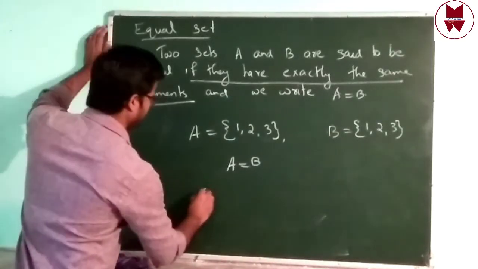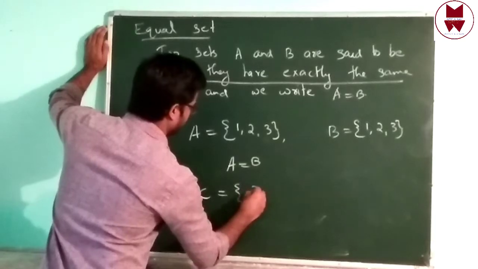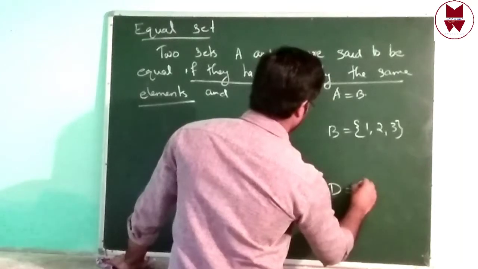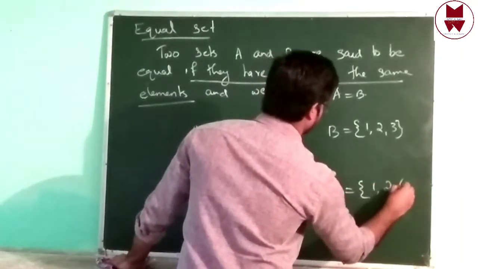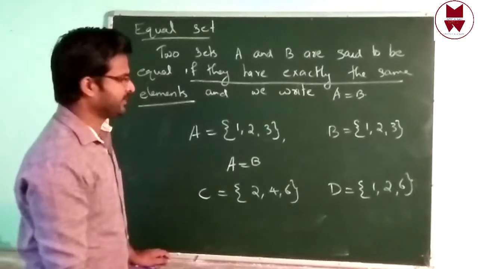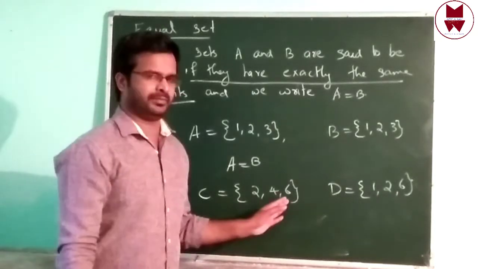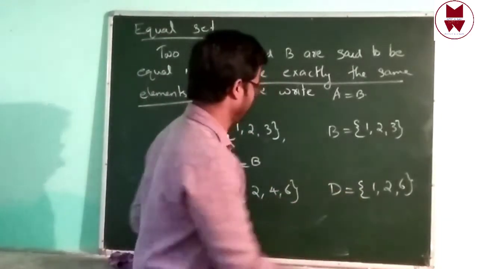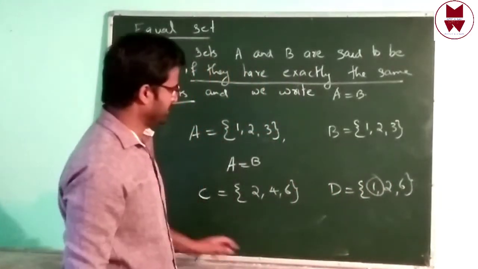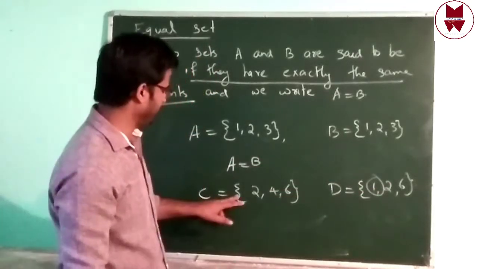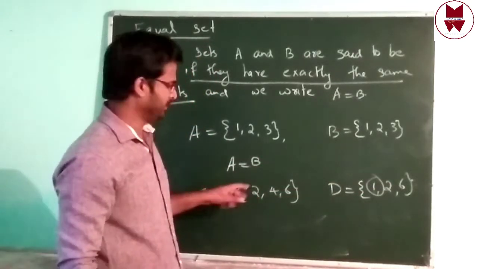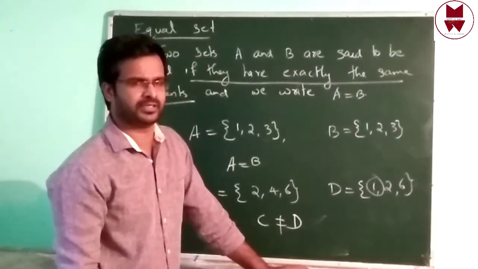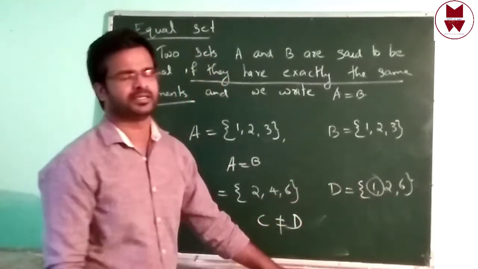One more example. Set C is {2, 4, 6}, then set D is {1, 2, 6}. What about C and D? Elements in set C are 2, 4, 6, but in D they are 1, 2, 6. In set D, 1 is there, but in C, 1 is not there, isn't it? That's why C and D are not equal sets. That is unequal, isn't it? Because the elements are different.